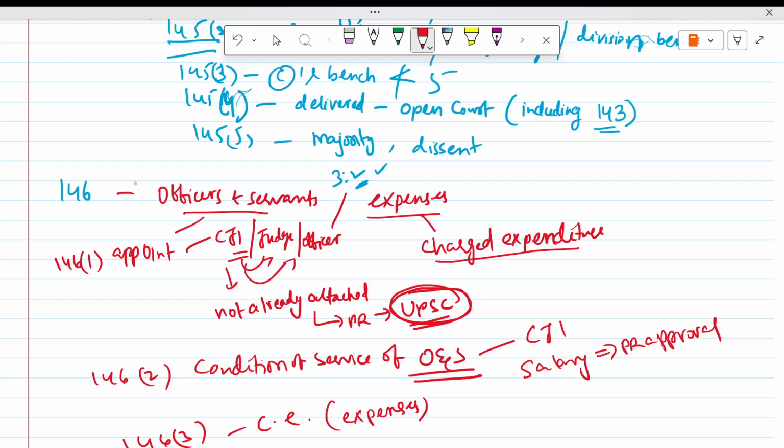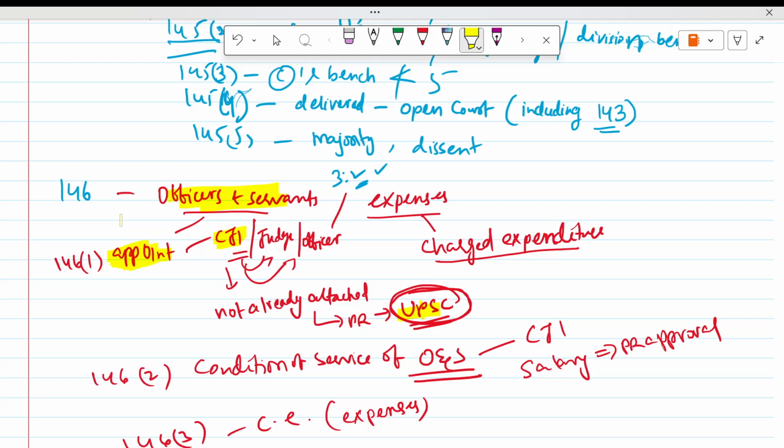So 146.1 is the appointment of the officers and servants. It is done by the CJI or a judge nominated by him or an officer nominated by him. If anyone is not already attached to the office, the CJI cannot appoint him directly. He has to consult the UPSC, the Union Public Service Commission. Then only can you appoint that person who is not already attached.